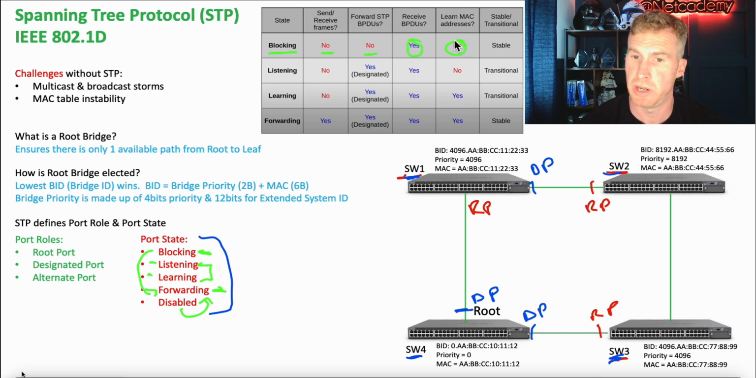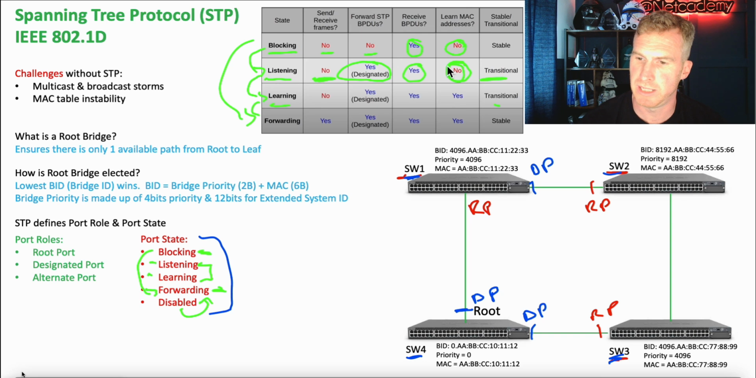but we are not doing any learning. But the listening and learning states are transitional, because when we go from a blocking to forwarding state, we've got to go via the listening state, and then via the learning state, and then we eventually get to the forwarding state. Now in the listening state, we do not receive any frames. We do forward, if it is a designated port, BPDUs. So we are receiving BPDUs, but we are not learning.